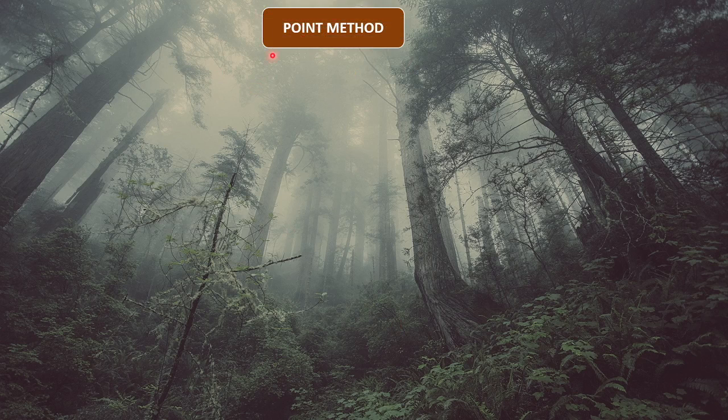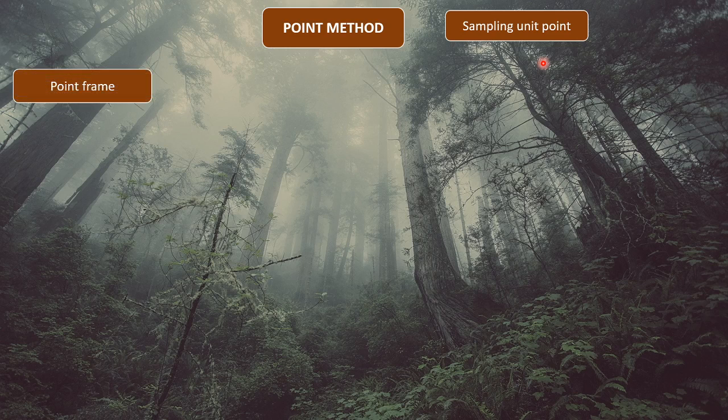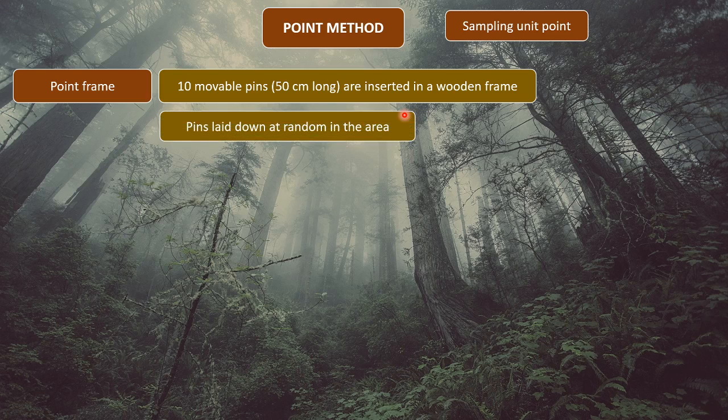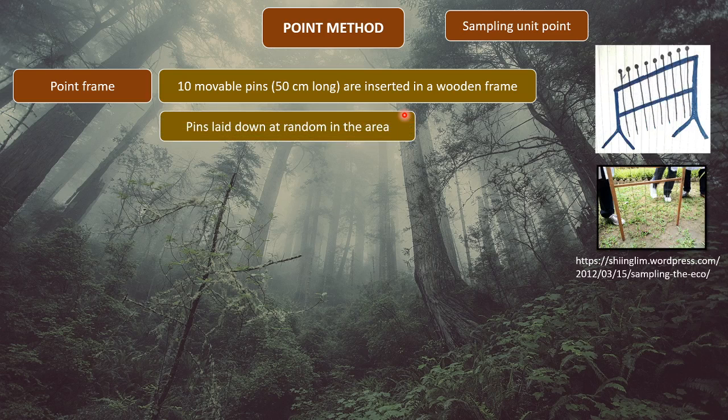Now let us understand the point method. So here the sampling unit is point, and here point frame is used. So what is a point frame? This is actually a wooden frame, and there are 10 movable pins present which are inserted in a wooden frame. So let us understand this with this example. This kind of structure is used. This is a point frame. This part that you see is made of wood, and these are actually pins. Usually 10 movable pins are present.